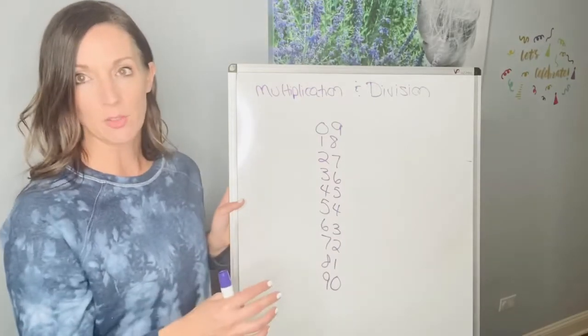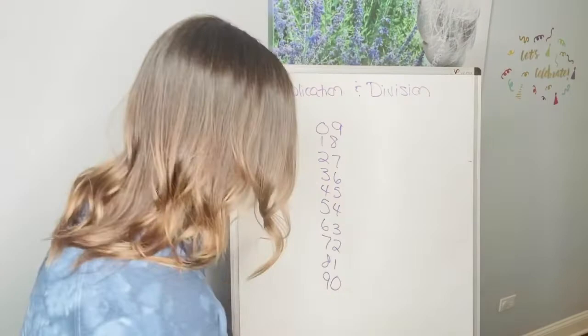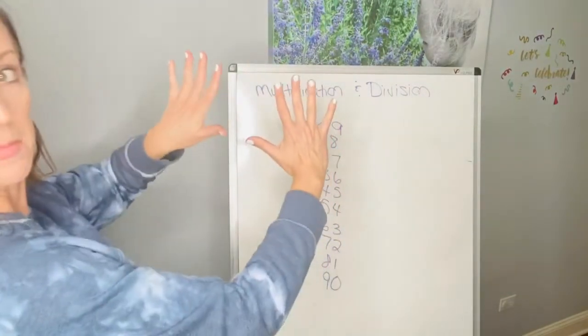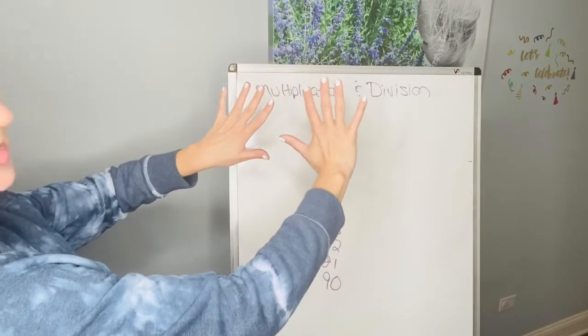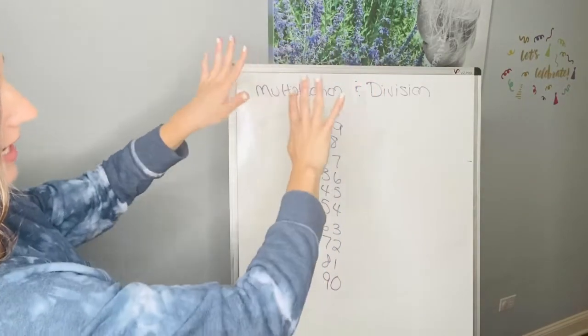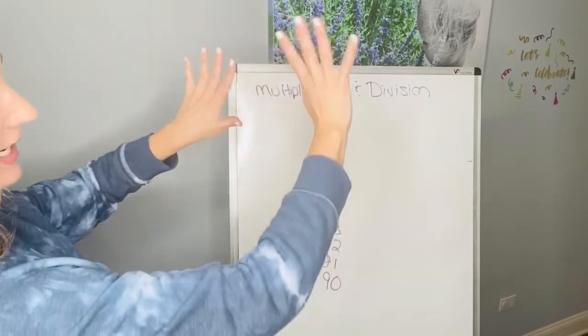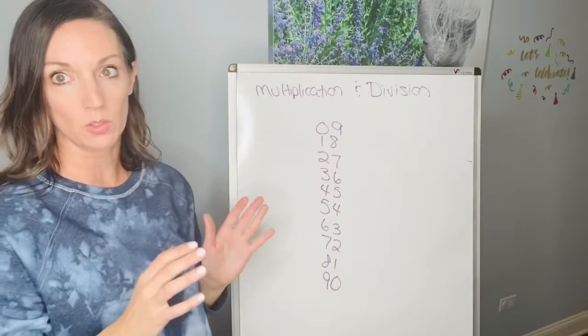For 9, there's a lot of tricks. You can use your 9s calculator, which is your hands. So you have to have your hands, you have to look at them this way, right? So if you want to say 9 times 6, you're going to put down your 6th finger. 1, 2, 3, 4, 5, 6. These are your 10s, these are your 1s. So we have 54. You can use your fingers for that. That works for 9s only.